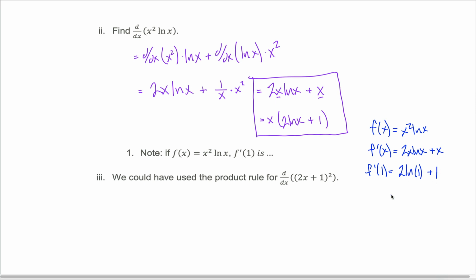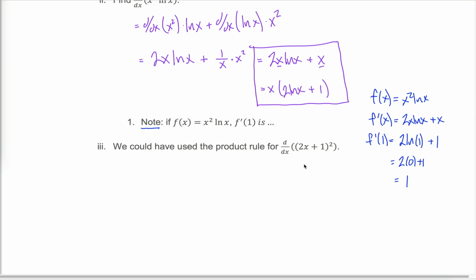You probably don't remember the natural log of 1, but I bet you learned it in a pre-calculus class. It's equal to 0 because the natural log of 1 is asking you the question, what power do you have to raise e to in order to change it into 1? And since e to the 0 power equals 1, the natural log of 1 equals 0. So this is 2 times 0 plus 1, in other words 0 plus 1, in other words 1. This isn't meant to be any new knowledge, just reminding you of some stuff that you already learned.